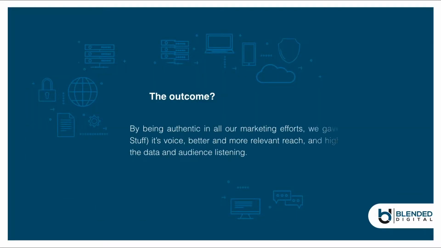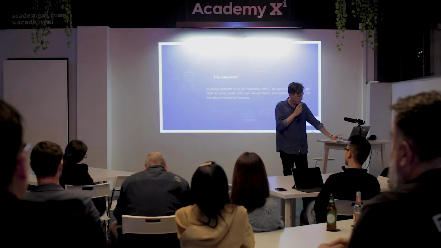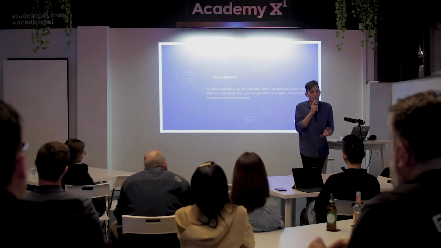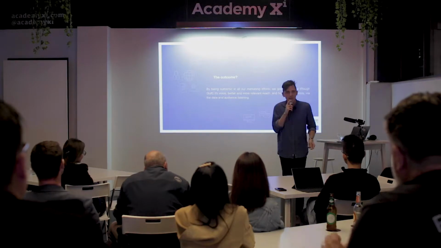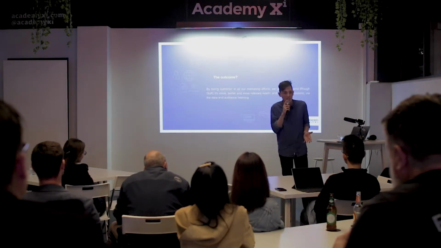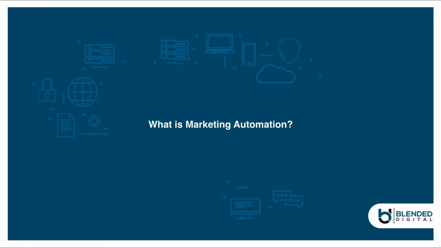So the outcome? By being authentic in all our marketing efforts, we gave the brand Rough Stuff its voice, better and more relevant reach, and higher conversions via the data and audience listening. And now that I'm sort of done proving how authenticity can be applied to your marketing and the results that can come from it, let's talk about the other half of this presentation, which is about automation.